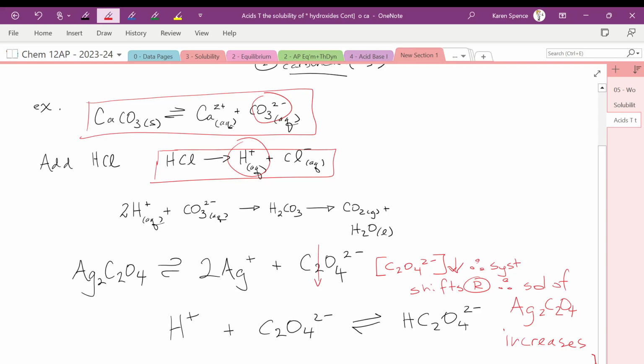So can H plus react with any Bronsted-Lowry base? It can react with any Bronsted-Lowry base. Okay, H plus can react with any Bronsted-Lowry base. But just as a reminder in solubility, that does take place.